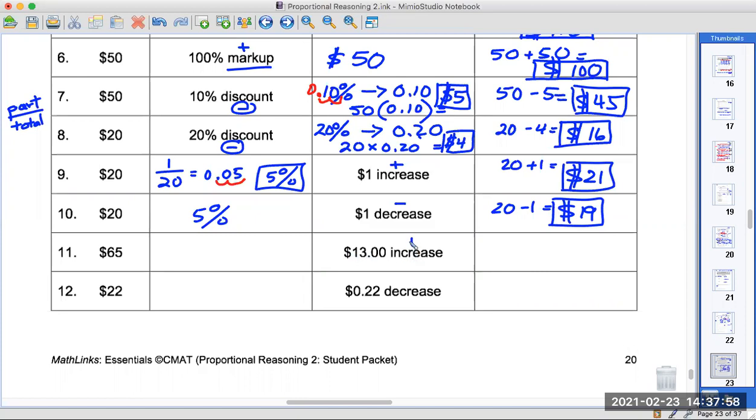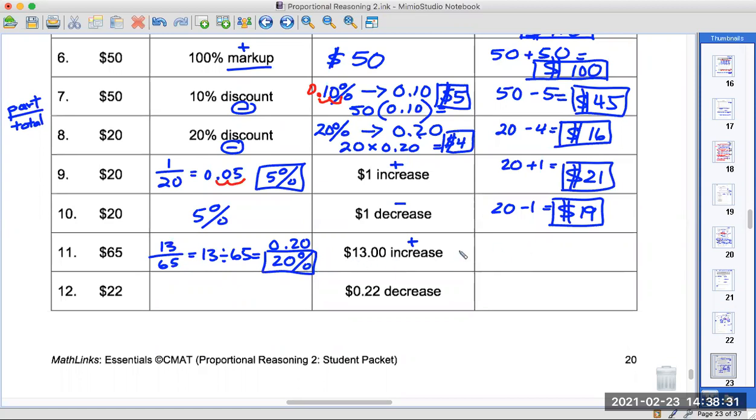$13 increase, meaning we're going to add something. We're going to add $13, but let's find the percent. It's the part, the smaller number out of the big number. 13 divided by 65 is what I want you to put in your calculator. Equals. You will see 0.2 or 20%. So it's a 20% increase. So it's going up. It's getting more expensive.